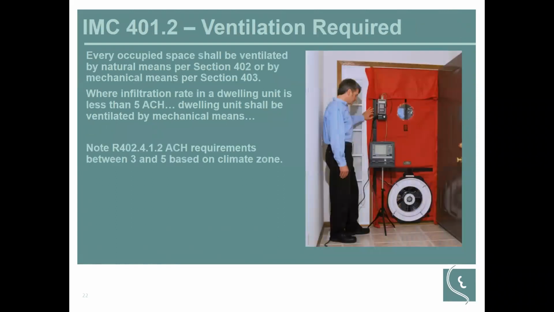The other side is ventilation required. So here, any occupied space must be ventilated either via natural means or mechanical means. And they also further go on to specify that if an infiltration rate in a dwelling unit is less than 5 air changes per hour, then the dwelling unit shall be ventilated by mechanical means.